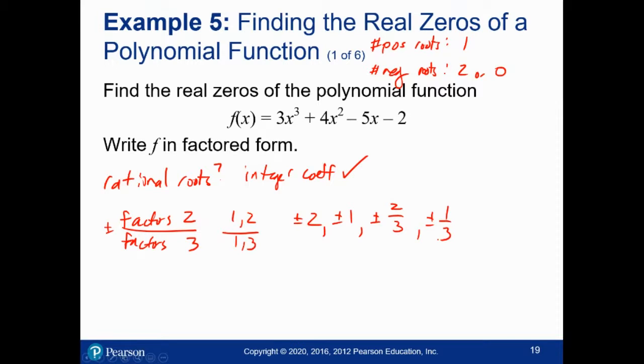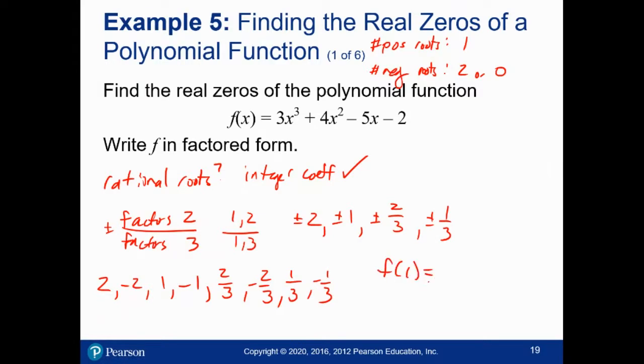That's a lot of things to check. It's 8 things to check. But 8 things to check is a lot better than I have absolutely no idea where to begin looking. Also, some of these are easier to check than others. So let's make a list. It could be 2 or negative 2, 1 or negative 1, 2/3, negative 2/3, 1/3, negative 1/3. And let's just start computing them. And if you don't have any other reason to start somewhere else, start with the easy one.